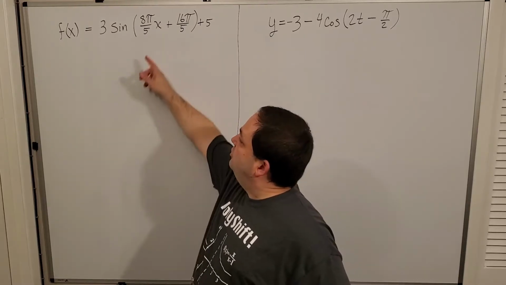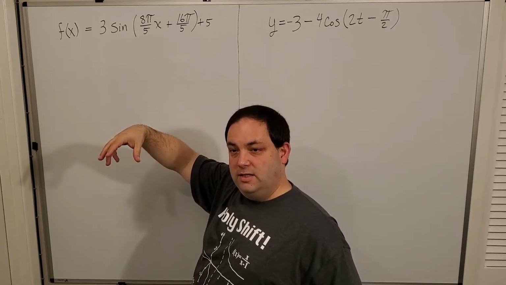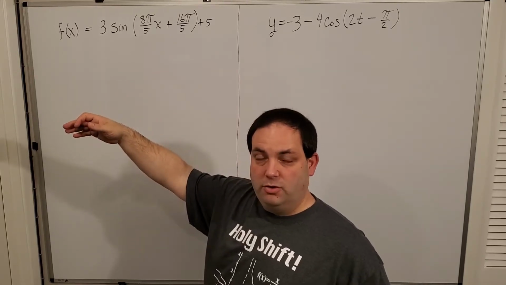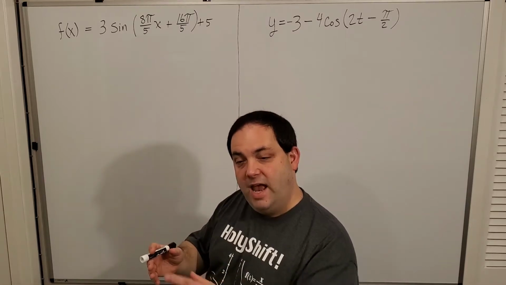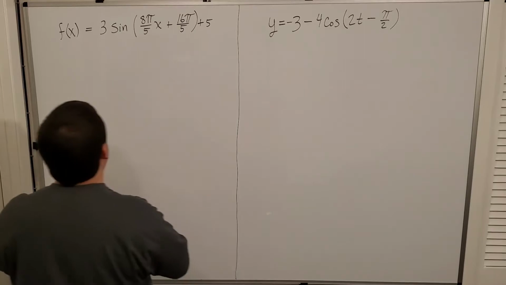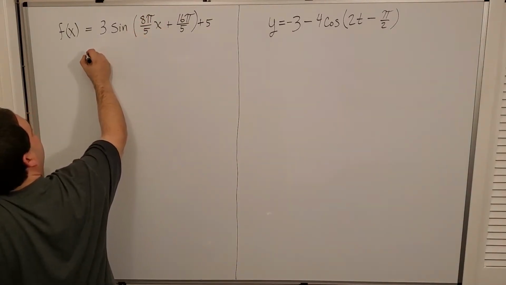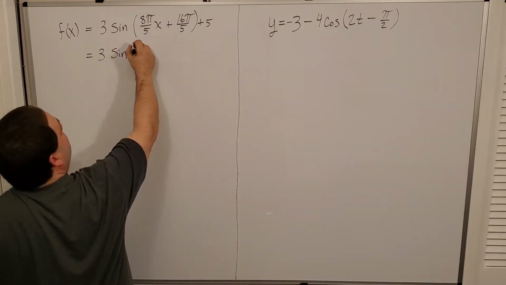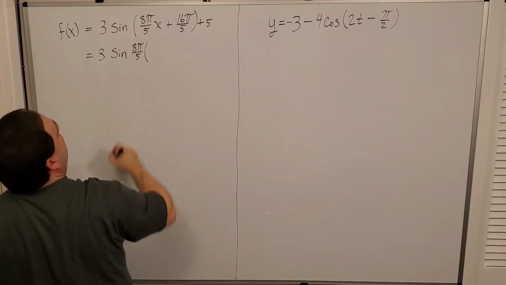I need to make sure that my frequency number is factored out of the parentheses. It's still going to be in the trig function. You can't factor it out of the trig function all the way. Don't make that mistake. But I do want that parentheses to have just x plus or minus a number. So I'm going to factor out the 8 pi over 5. 3 sine of 8 pi over 5 times.